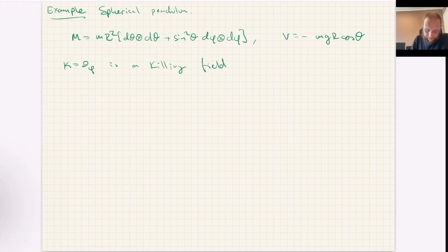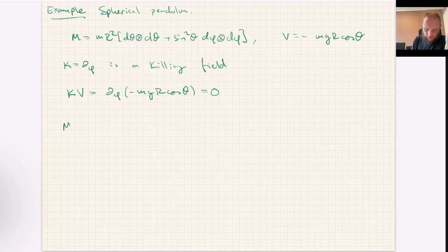And indeed, k acting on v, so d phi acting on minus mgr cosine theta, well, cosine theta does not depend on phi, so this is indeed 0. So this field d phi indeed is a symmetry of this spherical pendulum.